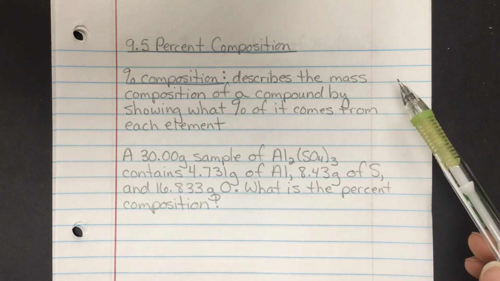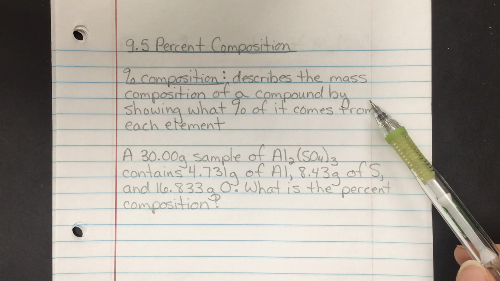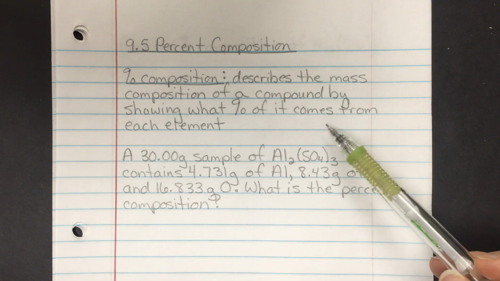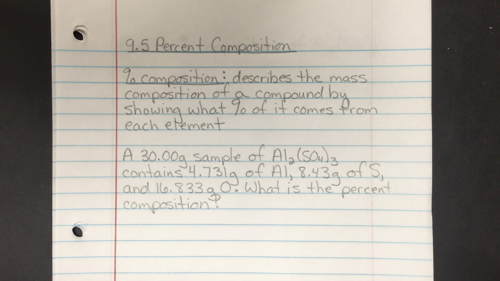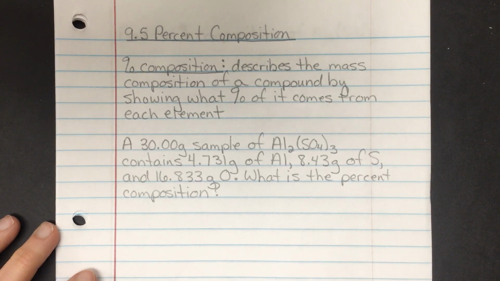Now, percent composition describes the mass composition of a compound by showing what percentage of it comes from each element. The importance of this is that many times a laboratory analysis of a compound will be expressed in percent composition. And the first problem demonstrates how this is done.